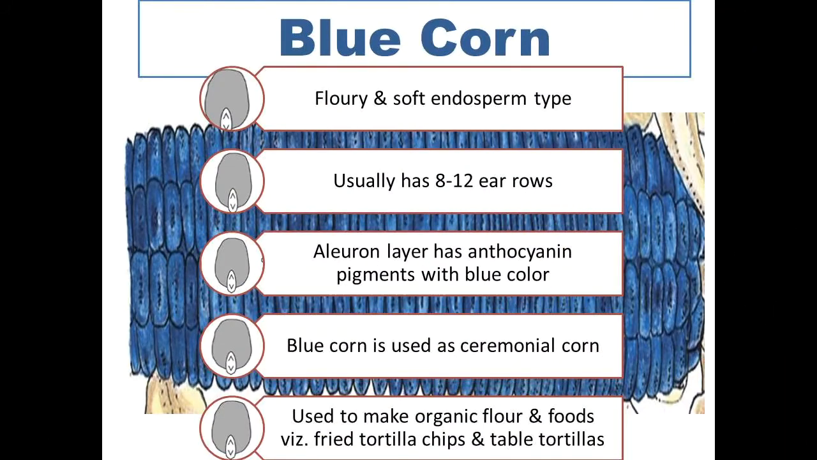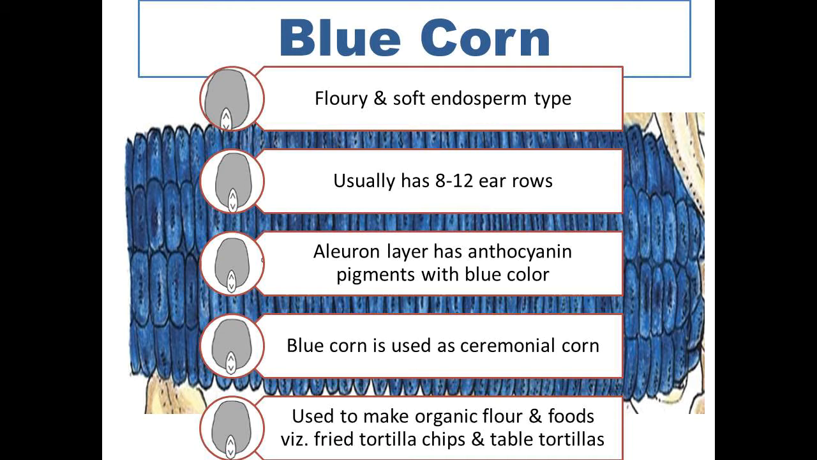The next important type is blue corn. It has a floury endosperm, which is soft in nature, and usually it has 8 to 12 ear rows. The aleurone layer has the pigment that gives the grain a blue color, and it is especially used for different ceremonies and events. The flour of blue corn is used to make different organic and traditional foods like tortilla chips and edible table tortillas.